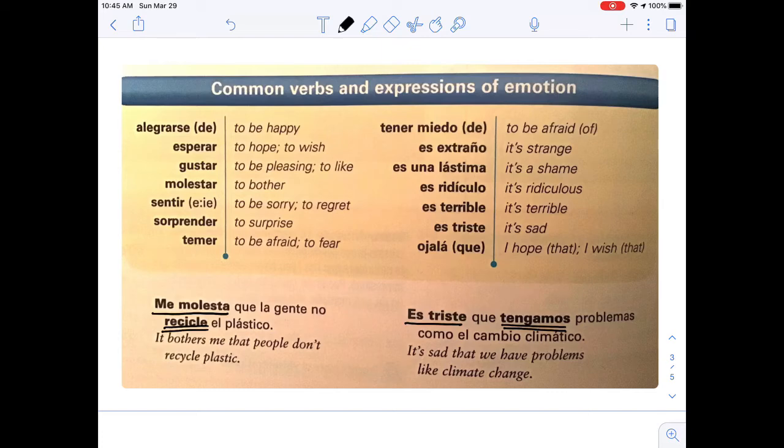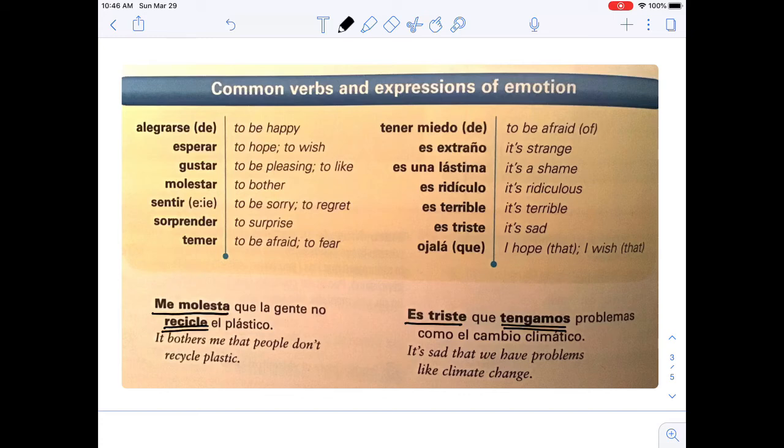Okay? And again, we're looking to make sure that the subject changes from the main clause to the subordinate clause. So here, right, we're talking about that it bothers me. If we're looking at me molesta. So in this first example, it bothers me that people don't recycle plastic. Well, it is doing the action of bothering me, and it is different than people as a subject.